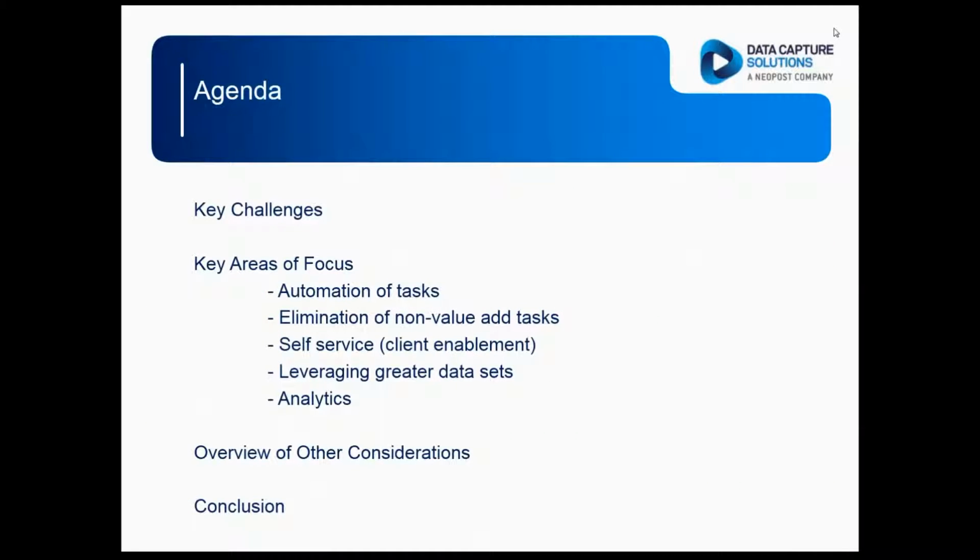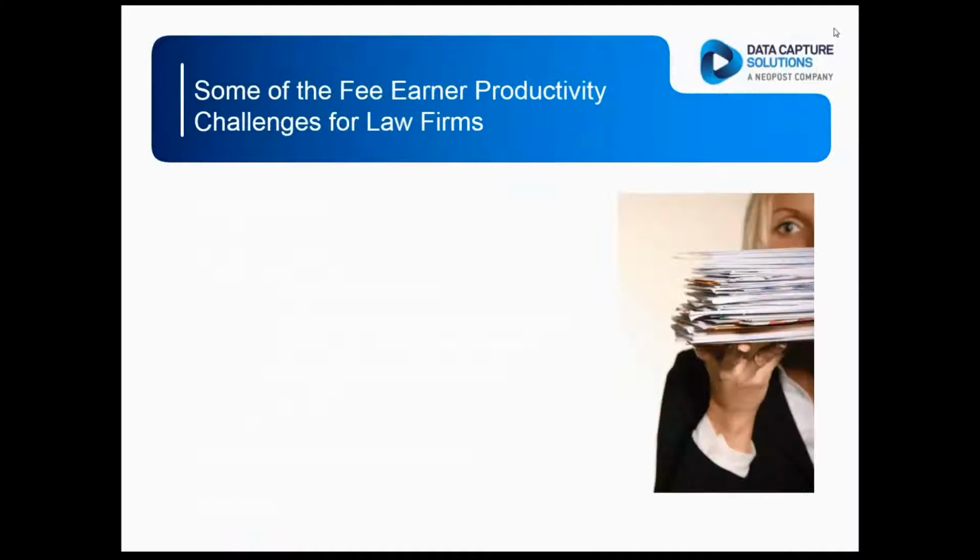So moving on to the agenda, 3 topics and a conclusion. First one, we're going to run through the key challenges that face law firms when they're debating this topic of productivity and performance. And then the area of focus is what tasks can we automate? How can we eliminate non-value added tasks? How self-service, client enablement can help with the whole productivity piece. Leveraging greater data sets from unstructured data and documents, and then the role that analytics and business intelligence brings to this whole area. An overview of some other considerations and then a conclusion.